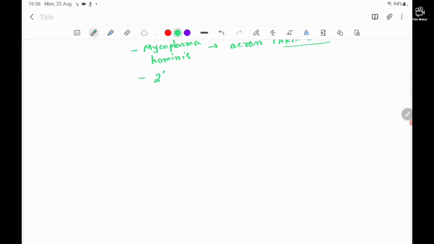And some secondary organisms are there, and this happens through lymphatics.